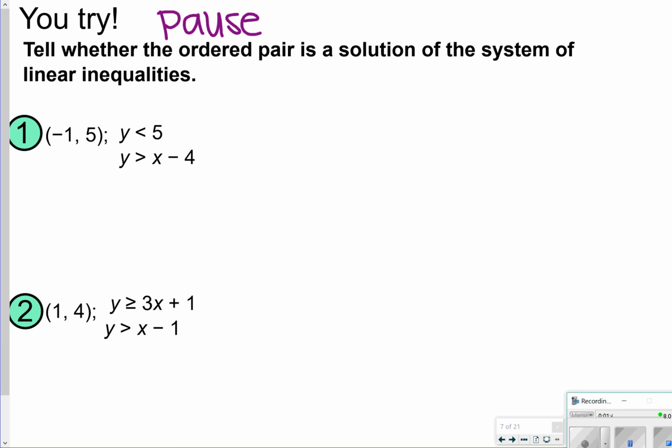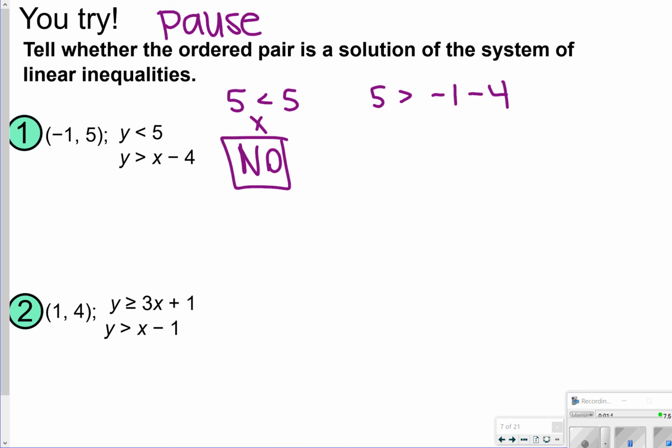Alright, so what I'm going to do first is go ahead and plug in my x and y values for number 1. The only thing I really could plug in for this first one is the y, and since 5 is not less than 5, I have to say no for number 1 because 5 is not less than 5. So number 1's answer is no. Let's go ahead and plug in for number 2.